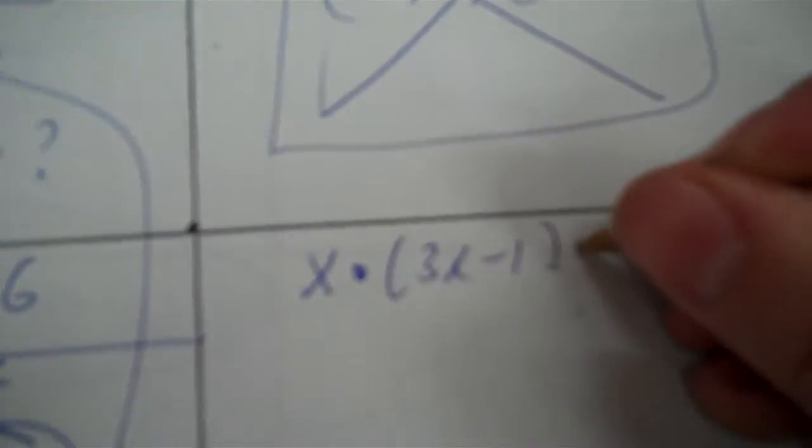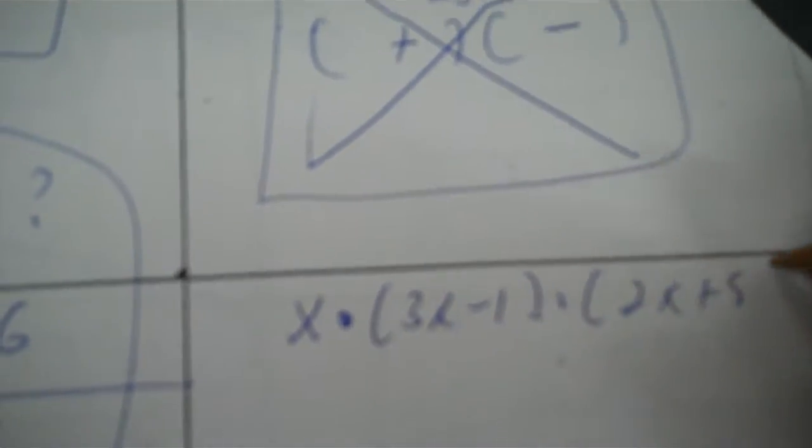Okay, and by the way, this x here, I need to write that in my answer. Okay, this has a plus, so you know it's prime. This has a minus, but that's not a DOPS, okay? So, I can forget this. So I've got x, I've got 3x minus 1 times 2x plus 5.